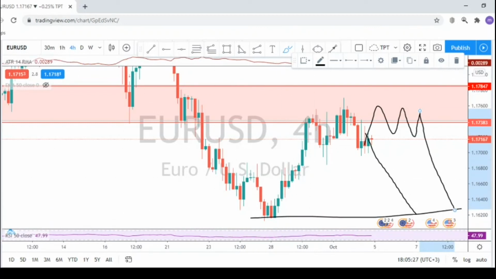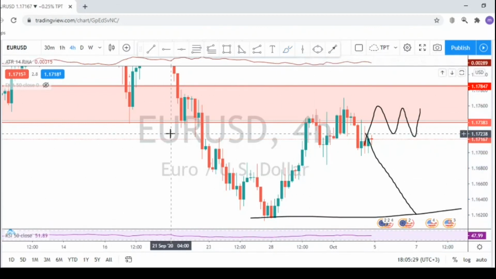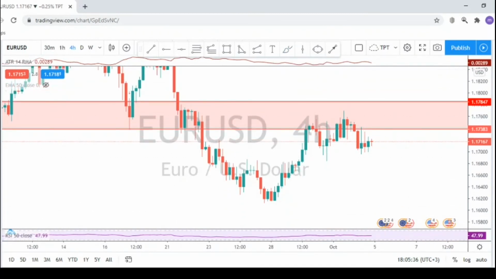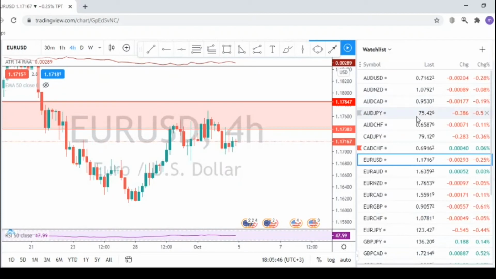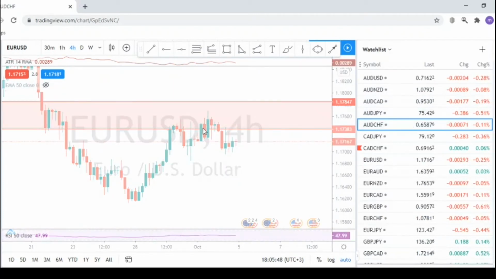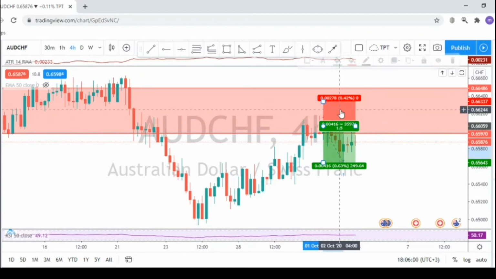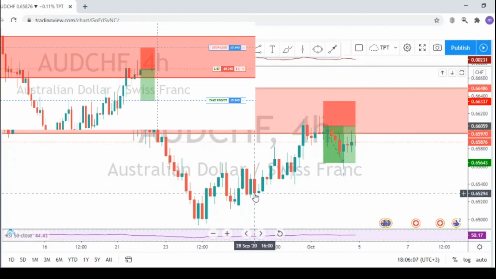And these are the 4 predictions that I made last week, and they all came true. I also have a trade that I took that was Aussie Swiss. In Aussie Swiss, I have a screenshot of this trade. I'll put it in the left hand corner of the screen.